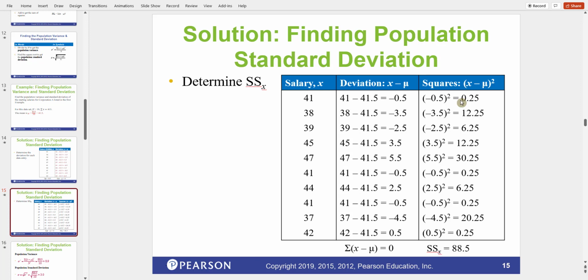The next thing you want to do is square each one of those numbers. So all of those numbers become positive. You square the negatives, that becomes a positive. You square the positive, that stays a positive. Then you're going to add this column up. When you add this column up, you get 88.5.